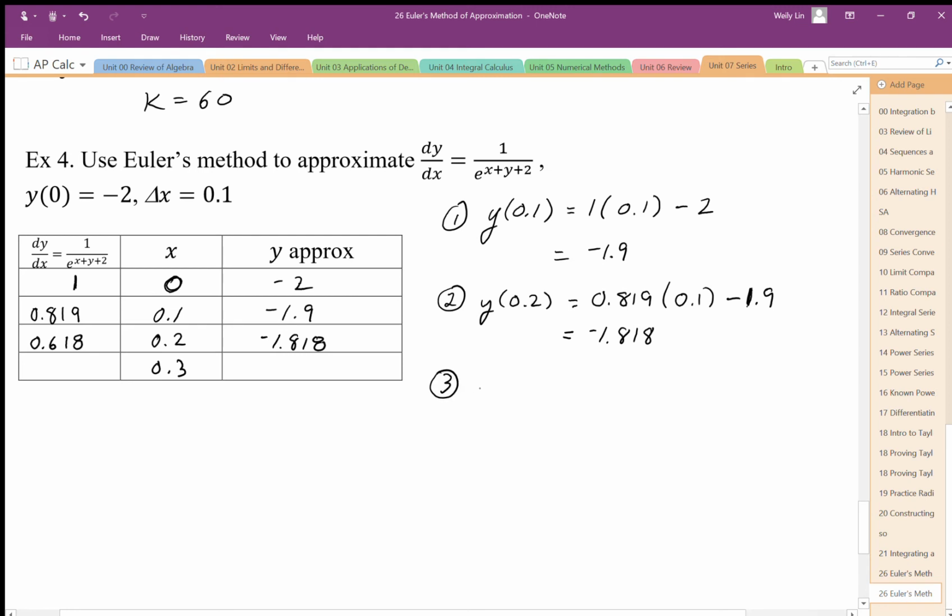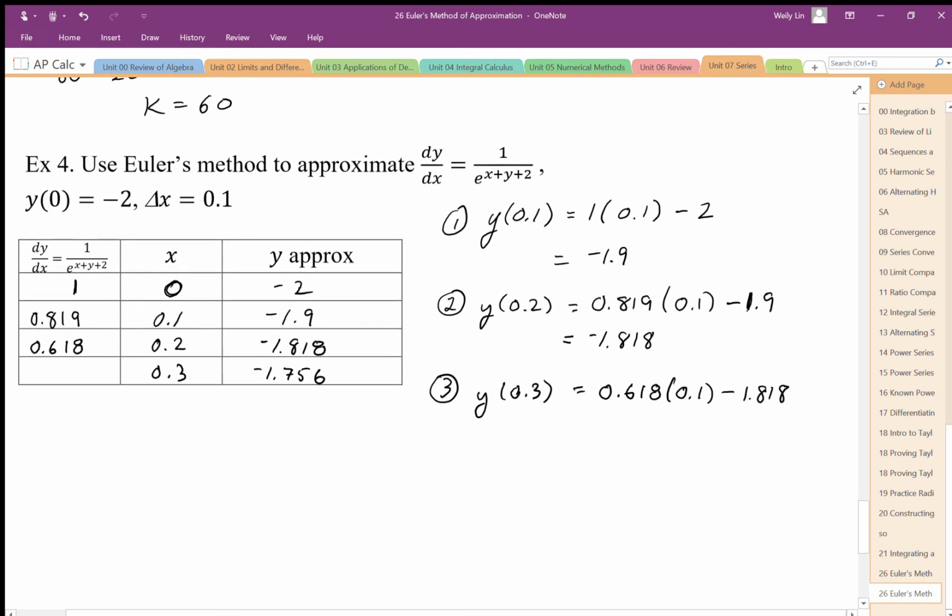I'm going to write my new equation to calculate the last value here, 0.3. So my slope is going to be 0.618 times 0.1, and then my coordinate is going to be negative 1.818. Okay, so I'm going to use that slope times 0.1. So I'm getting the last coordinate here is going to be negative 1.756. Okay, so there's my Euler's approximation for the last one.